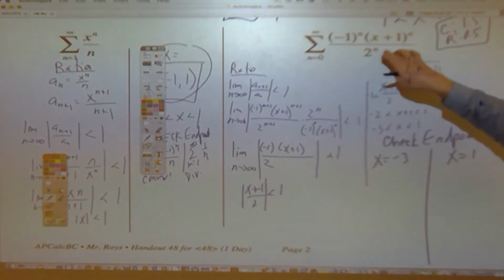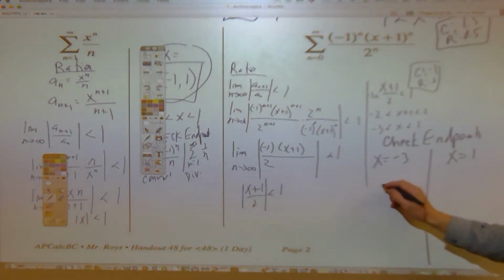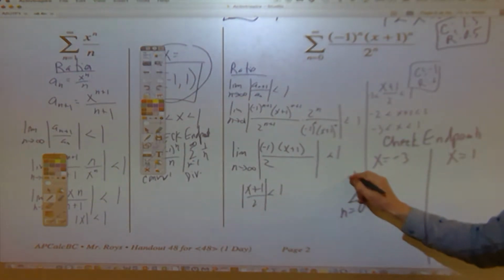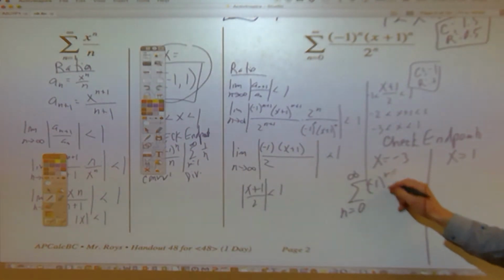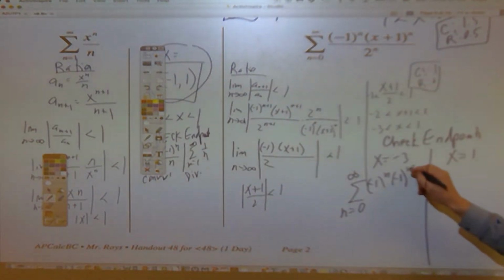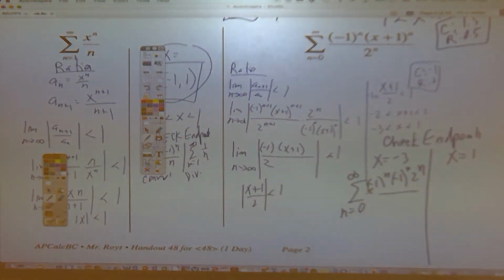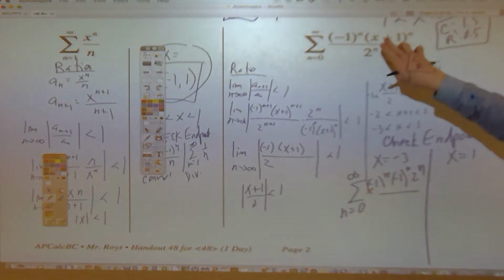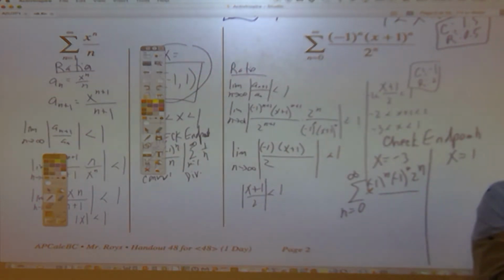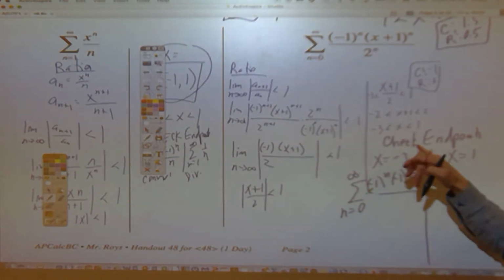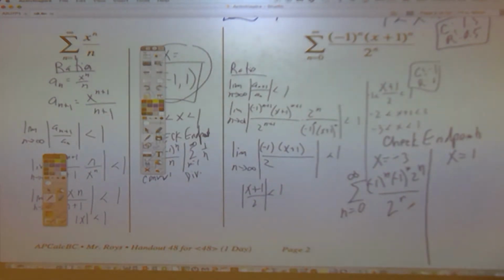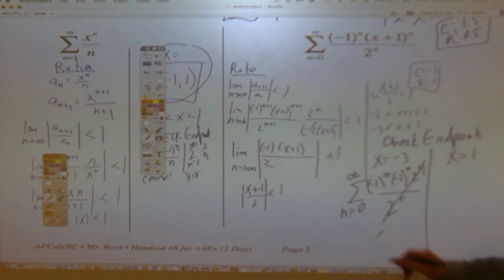Just -2 to the n. So I would write this, doing some simplification in my mind, as the summation from n equals 0 to infinity of -1 to the n times 2 to the n over 2 to the n. Isn't -2 to the n the same thing as -1 to the n times 2 to the n? I know when x is -3, this is -2 to the n, but -2 is -1 times 2. The 2 to the n's cancel.